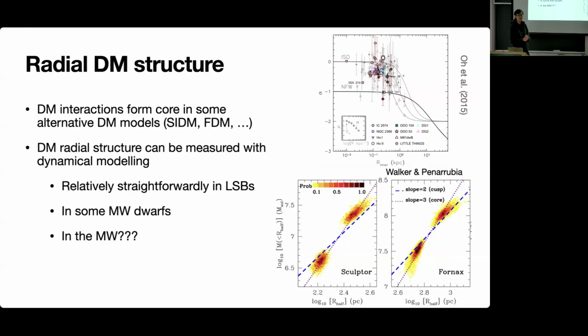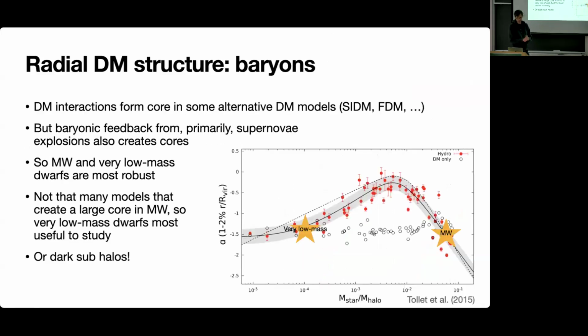Also in some Milky Way dwarfs, we can use relatively simple dynamical modeling to measure these. And observations have found, for example, in low surface brightness galaxies or in Milky Way dwarfs here at the bottom, that there seem to be cores in these galaxies. Whereas in standard dark matter only CDM, you expect there to be a cuspy profile. That is the expectation from standard CDM, that you get this r to the minus one cusp in the center. But unfortunately, baryonic feedback, primarily from supernovae, also creates cores in these galaxies.